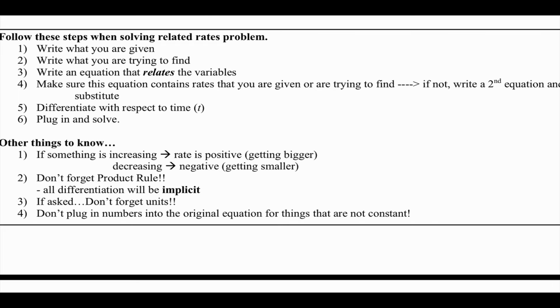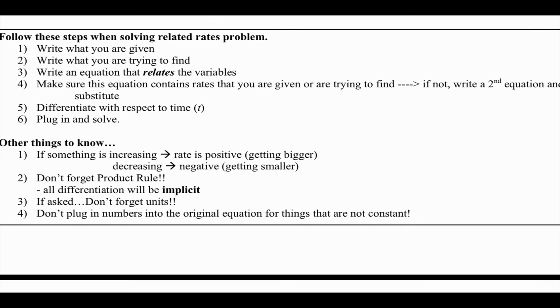Couple things to know, though. Couple things you're going to see. Number 1, we talked about it, right? Sometimes rates are getting bigger, sometimes they're getting smaller. If they're getting bigger, they're positive. If they're getting smaller, make sure you include a negative in there. So if something's decreasing in size, you're going to choose a negative. Sometimes you will use the product rule, so just be careful with that.